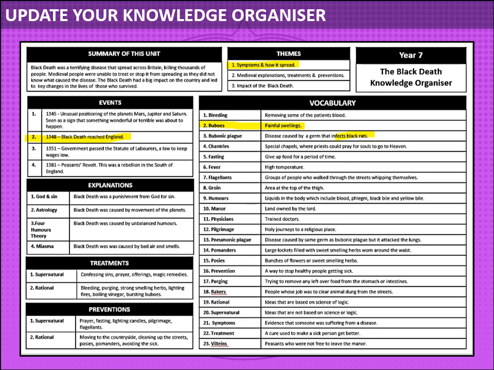The bubonic plague, a disease caused by a germ that infects black rats. Fever, a high temperature. Groin, the area at the top of the thigh. Pneumonic plague, disease caused by the same germ as bubonic plague, but it attacked the lungs. And finally, symptoms, evidence that someone was suffering from a disease. Pause now to highlight your copy and press play when you're ready to move on.